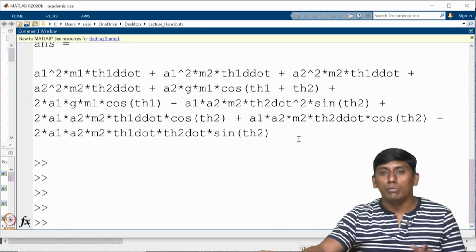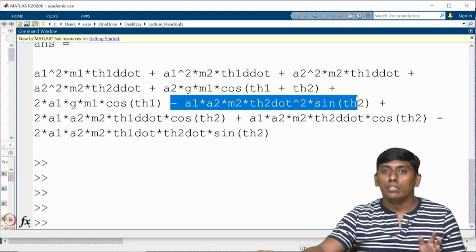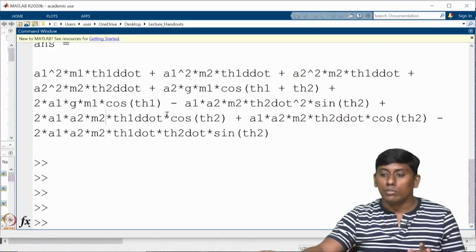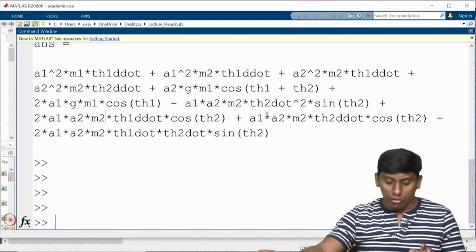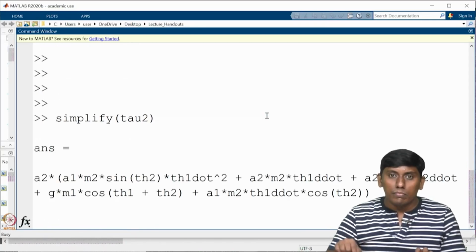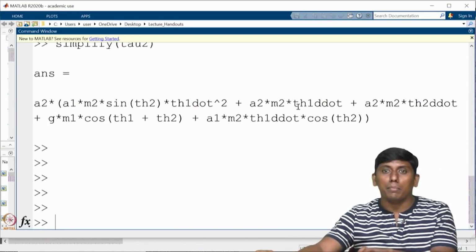For example, if you want to see the centripetal term, L1, L2, M2, sine theta 2 with a minus sign, the same thing is coming. Instead of L1, L2, we have taken A1 and A2. Similarly, the Coriolis component, 2 times A1, A2 cos theta 2 into M2, is also coming. In a similar way you can find every other thing, and even simplify tau 2. You can see this is also coming as per that.